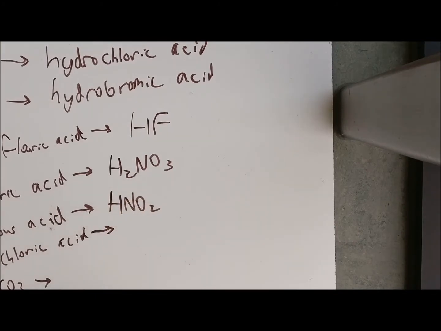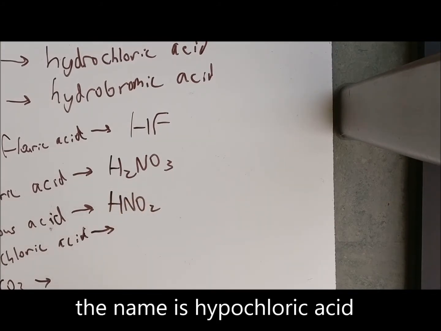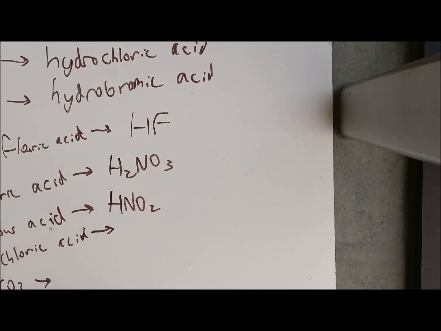Our next one is hypochloric acid. So, because it has hypo and it ends in ic, we can tell that it would be chlorate, which is ClO4. Then we add the H at the beginning, and it would be HClO4.